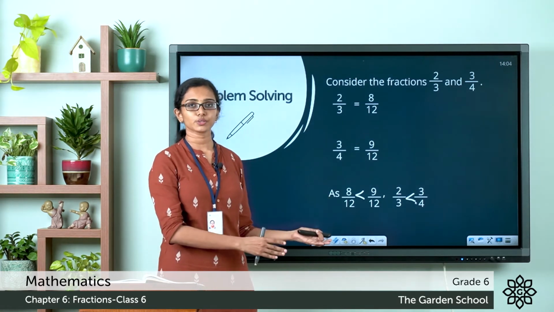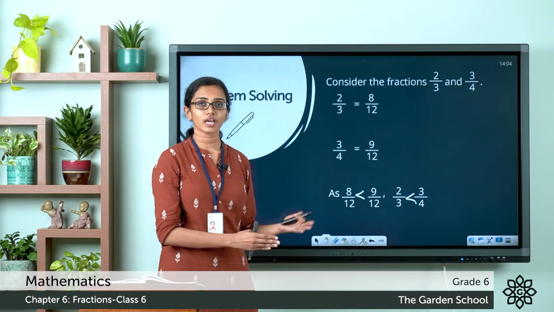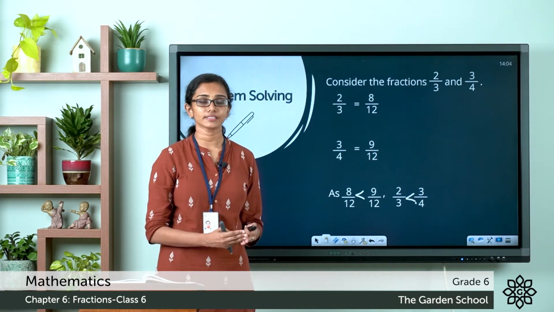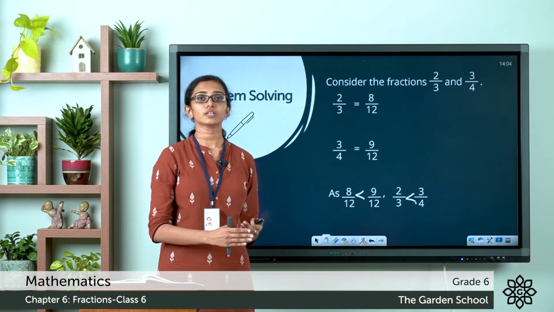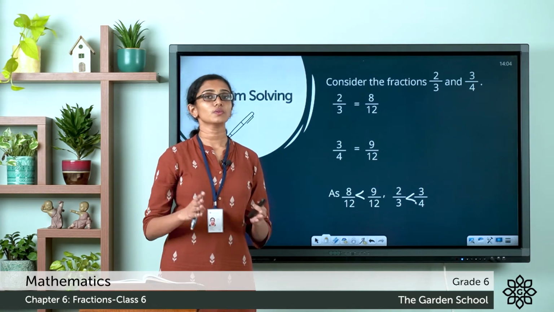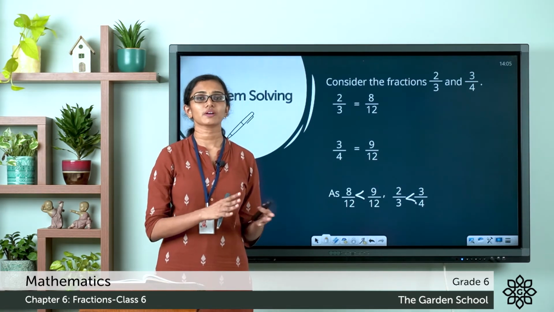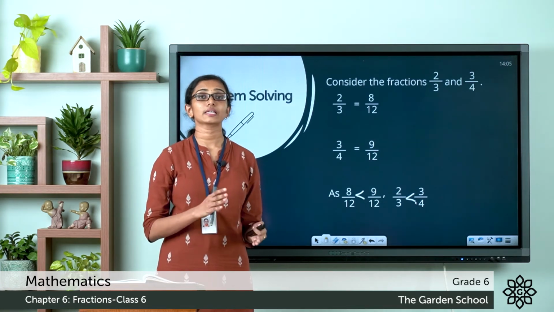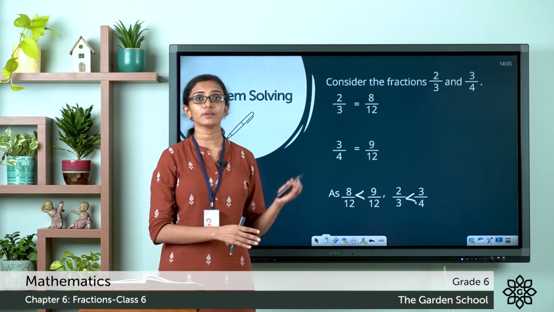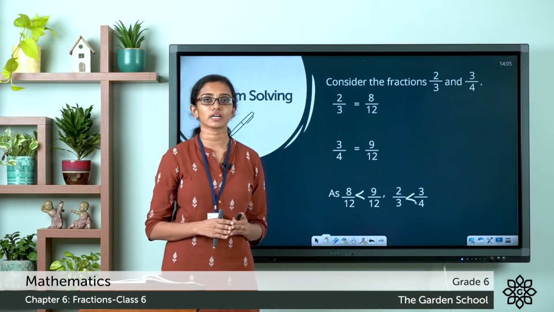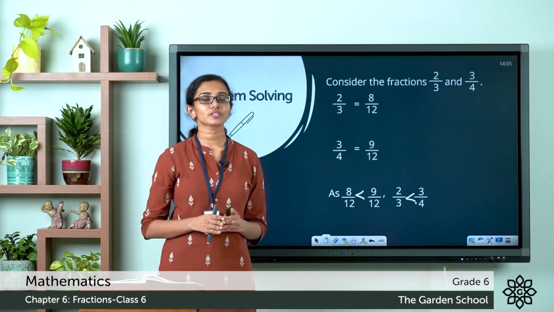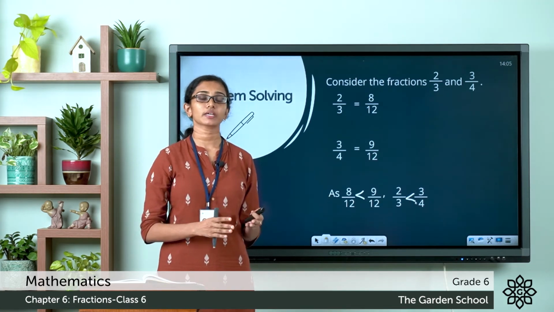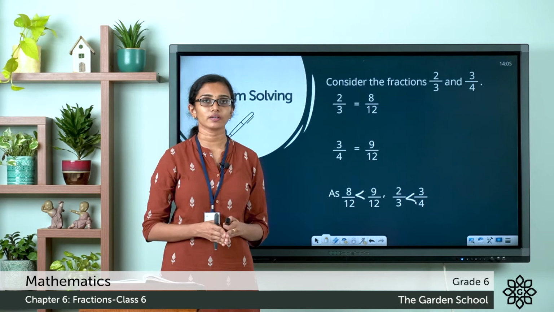So in the case of unlike fractions, first you have to convert them into like fractions by finding out the LCM of the denominators and changing the denominators to the LCM. So once we have converted the unlike fractions to the corresponding like fractions, we can easily compare the numerators and decide which fraction is greater and which fraction is smaller. So I hope this is clear to you. So this is how we can compare fractions, and we can arrange them in ascending or descending order too.